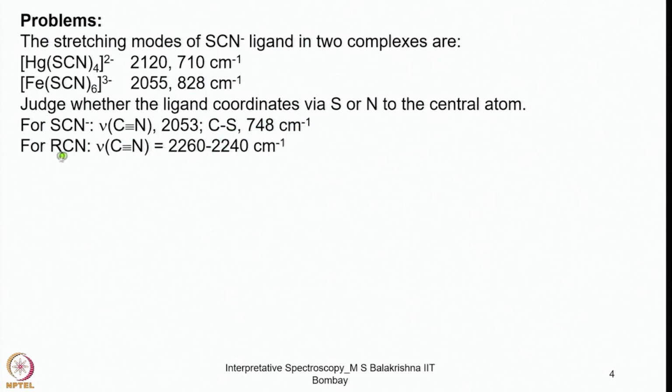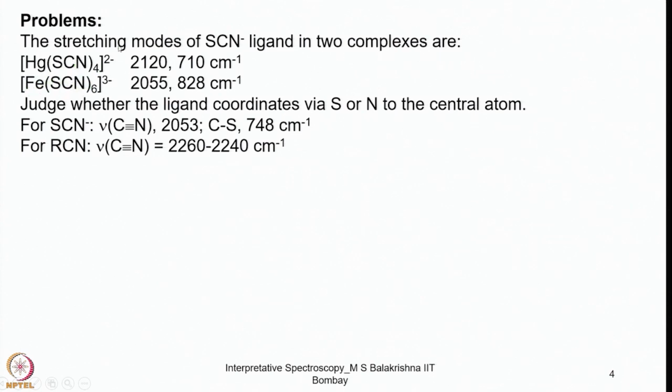Just for your information, I have also given isocyanide. In this one, C triple bond N resonates around 2060 centimeter minus 1, and it can have ranges depending upon what kind of R groups we have. It can have anywhere between 2060 to 2260 to 2240 centimeter minus 1. Now the question is, in this complex, which is the donor site? If you go back to linkage isomerism, whether S is coordinated to mercury or N is coordinated to mercury, and the same thing is true in case of iron, whether S or N.